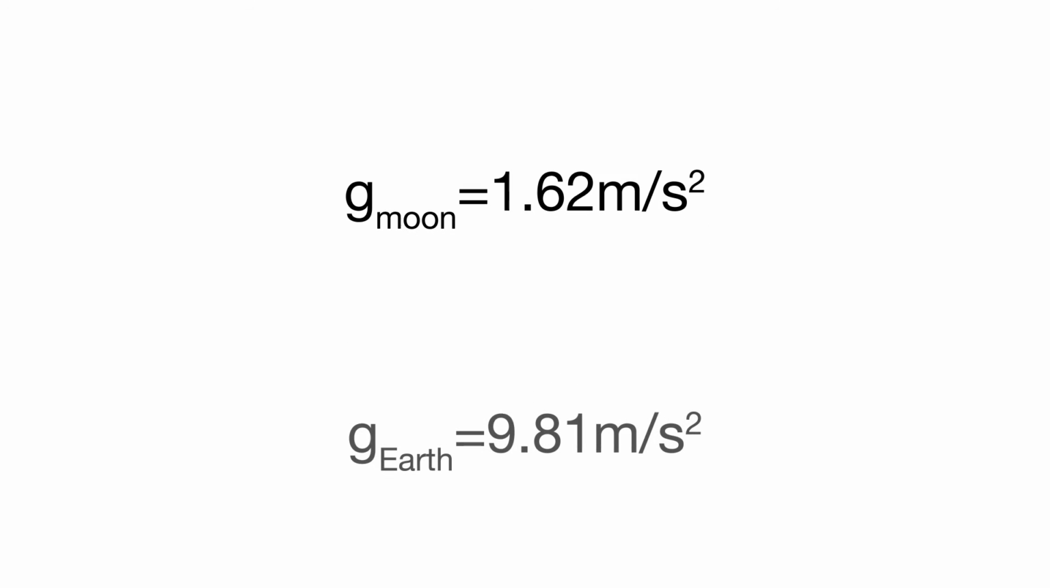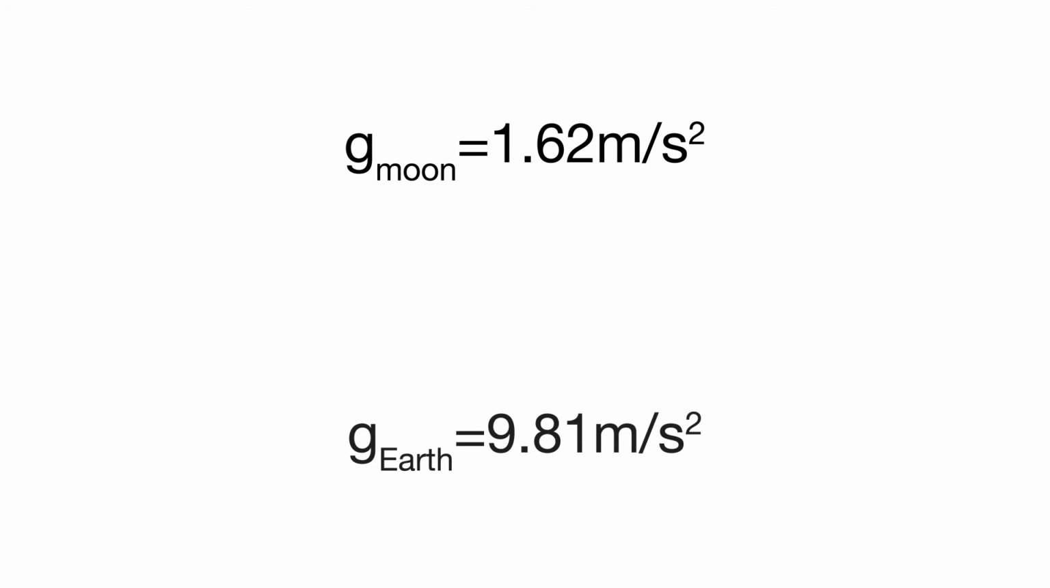By comparing the gravitational acceleration on the moon to the gravitational acceleration on the Earth mentioned previously, we see that it's much smaller on the moon because it's got a smaller radius and a smaller mass.